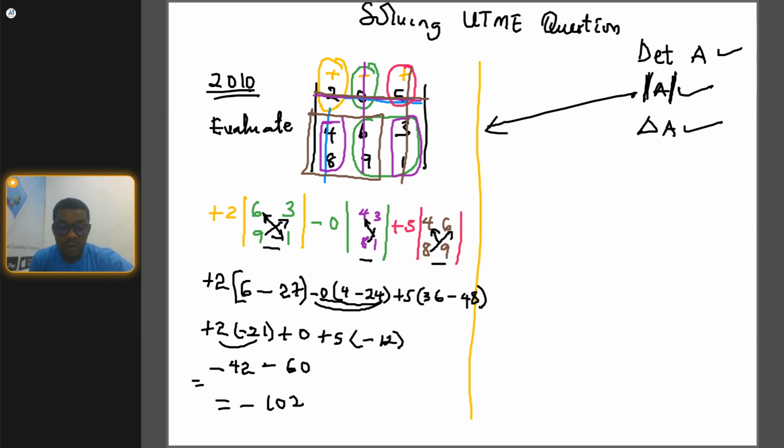So the determinant of this matrix is minus 102. I believe this is clear to us. If yes, kindly signify. If the determinant of a 3 by 3 matrix that we solved now is clear to us, please signify. We are rounding up the class already.